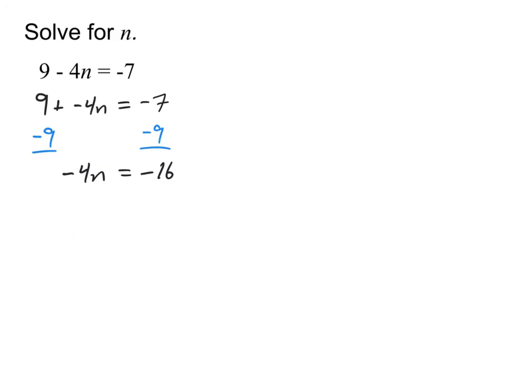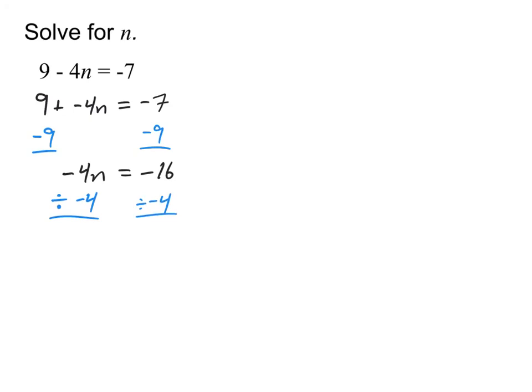All right, now that I have it to this point, solving it should be, I hope at least for you, fairly straightforward, because now I just see I have negative 4n equals negative 16. And to get the n by itself, I have to get rid of the negative 4. Remember that that is negative 4 times n. And therefore, to get rid of it, I'm going to divide both sides by negative 4.